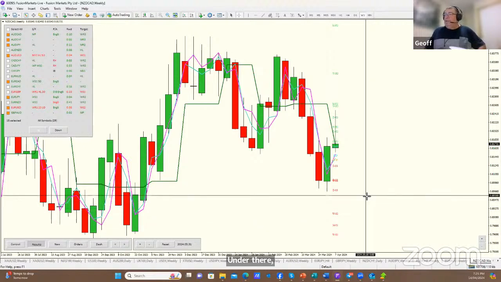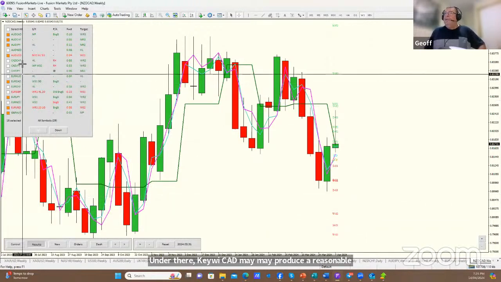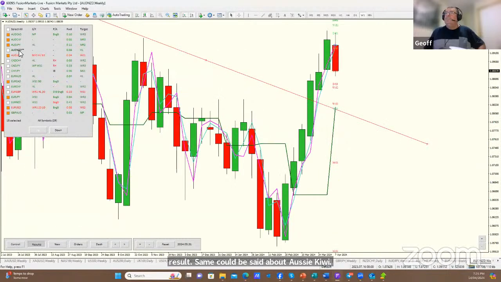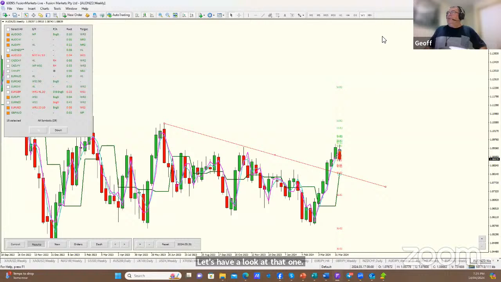Same could be said about Aussie Kiwi. Let's have a look at that one. Aussie Kiwi on the weekly chart. Why am I looking at the weekly chart? Well, because it gives me a directional bias. That's why. We haven't had a retest of this breakout area, which is somewhat concerning. And again, goes to the theory, or goes to the theme. Do we have a sell-off before we have a rally? Good question. Don't know the answer to that until tomorrow, or maybe even Tuesday or Wednesday.